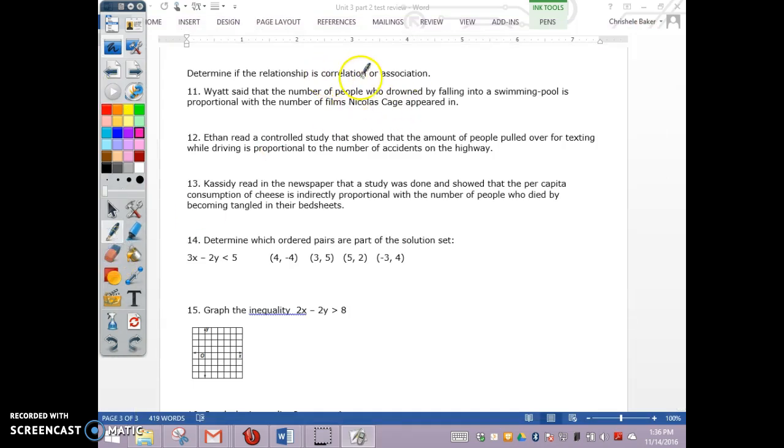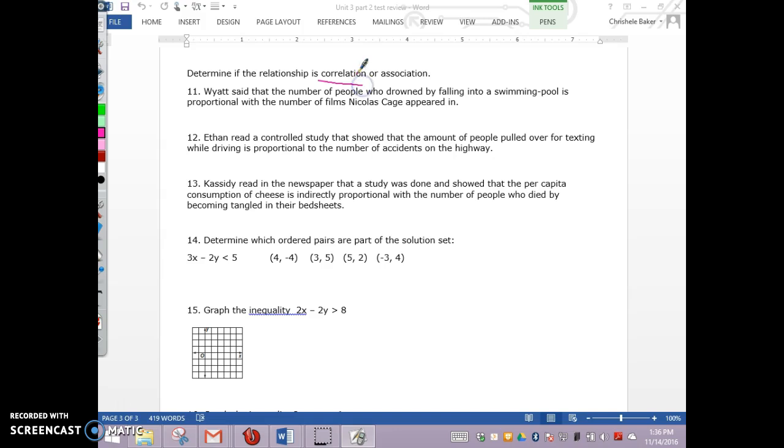Okay, correlation or association. Correlation means it definitely causes something else. There's no lurking variable that's making this happen. Association means it's kind of just a coincidence. So the number of people who drown by falling in a swimming pool is proportional with the number of films Nicolas Cage appeared in. Well, obviously that's not true. Association. It could have happened.